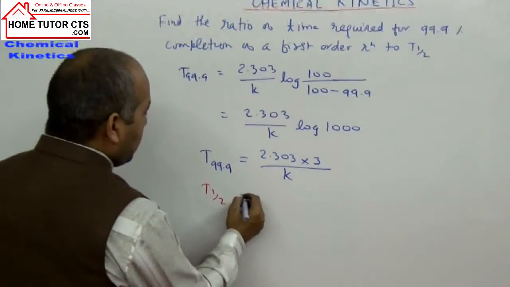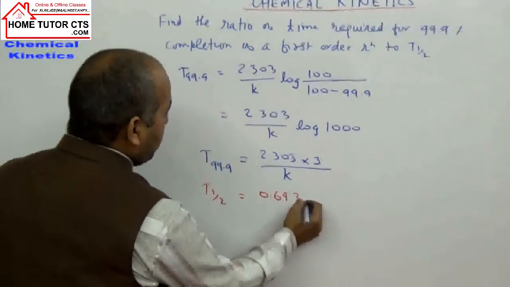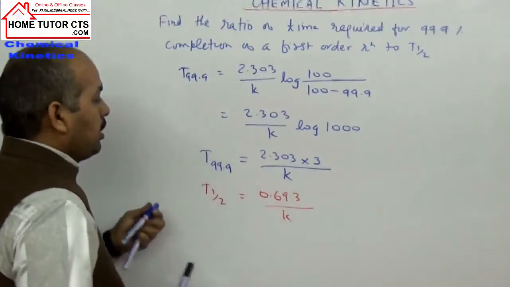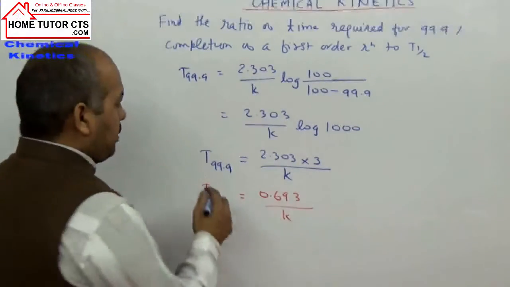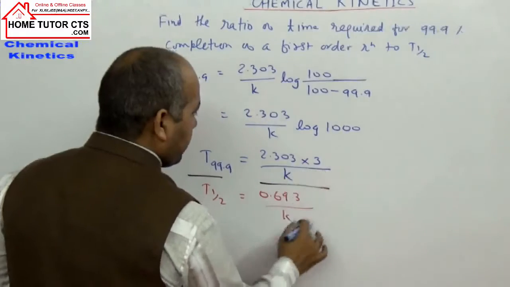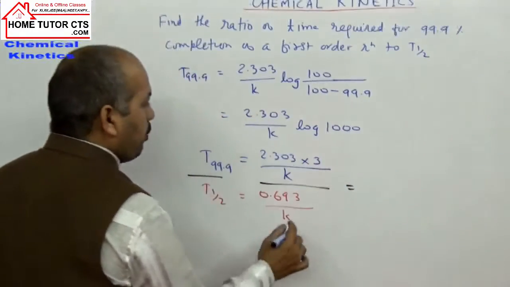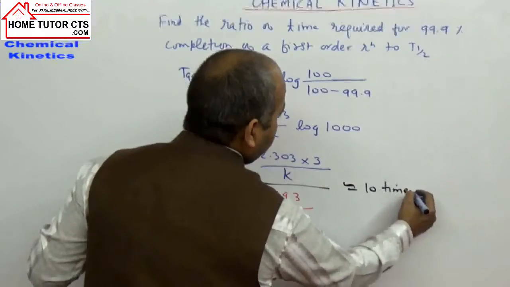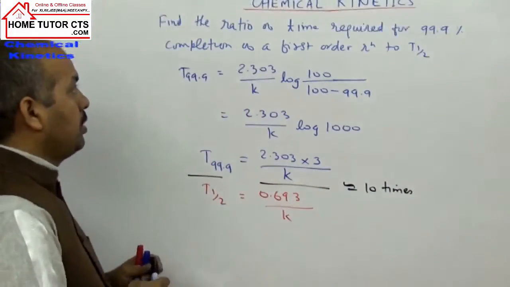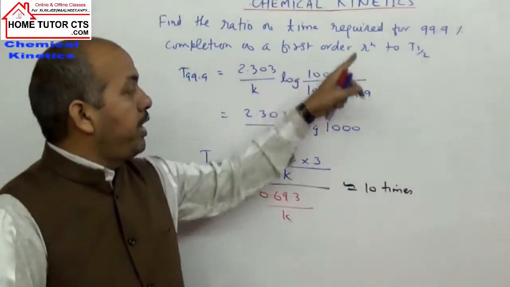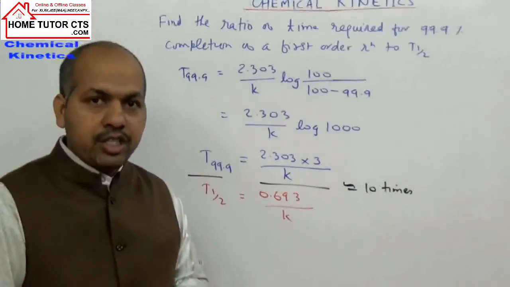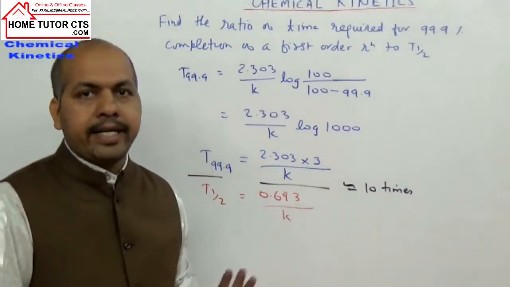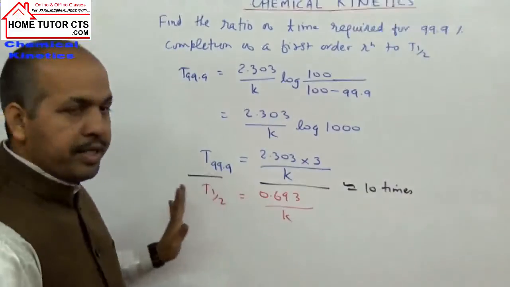And what is T half? You know T half: 0.693 by K. For the first order reaction, K will remain constant. So K and K will cancel out. So how much is this time ratio coming? Nearly 10 times. The ratio of the time required for 99.9% of reaction completion to T half is approximately 10 times. I hope it is clear.